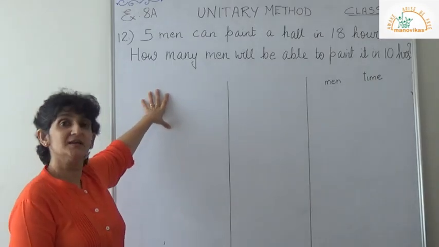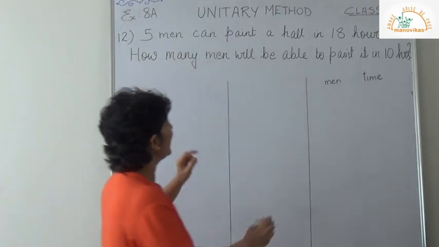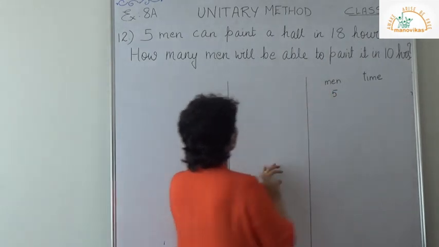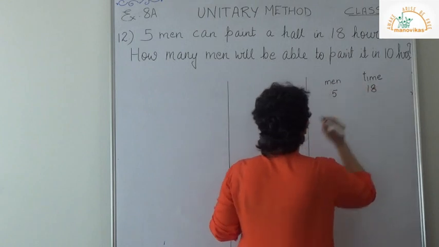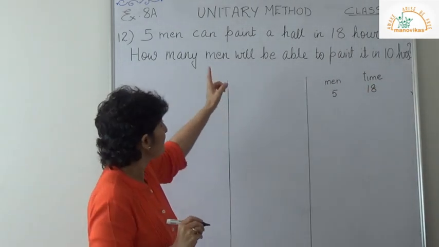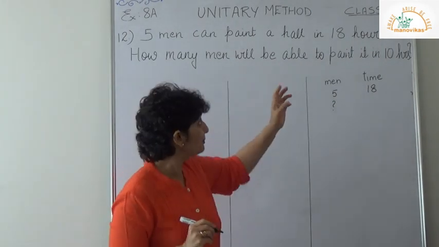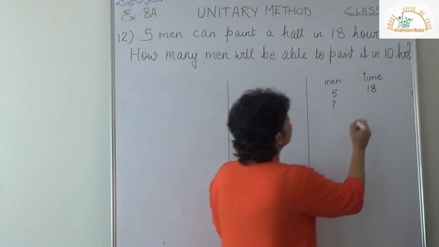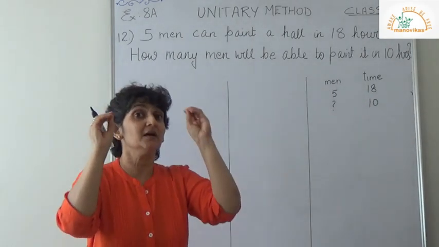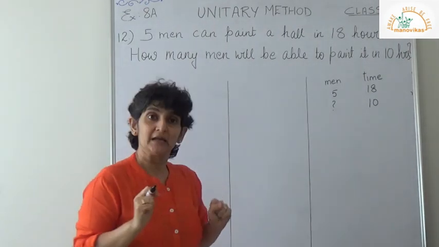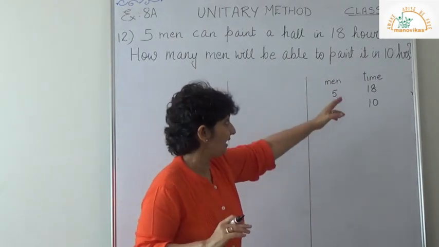Alright, now let's move on to the 12th question of your exercise 8A. If 5 men can paint a hall in 18 hours, how many men will be able to paint the same in 10 hours? Alright, now children, be alert and listen to me. Now, there are 5 men, who will take time to paint, right?